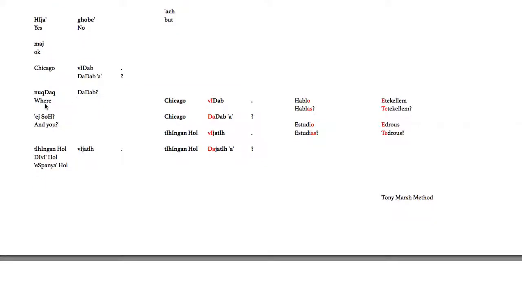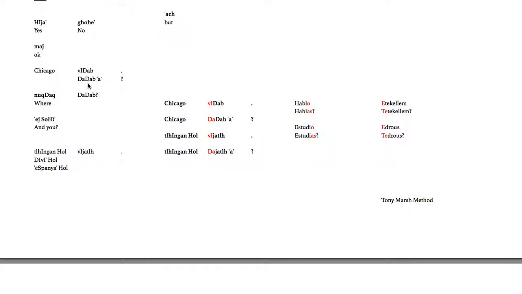Right? Where is Nukdok? Nukdok, you live. Where do you live? Nukdok Dadab. Already it starts to sound a little alien, right? Nukdok dodab. This is how the Klingons speak, right? So ask your Klingon speaking friend, or if you ever find yourself traveling intergalactically and you meet a Klingon, you say Nukdok dodab, and they'll say, oh, I live in Chicago, Chicago vidab.